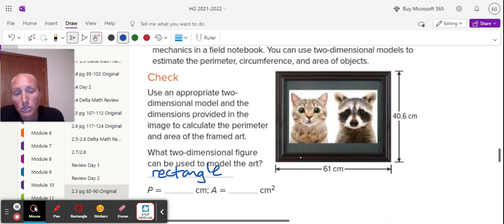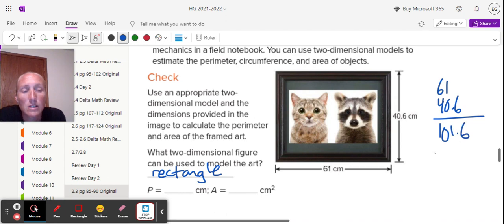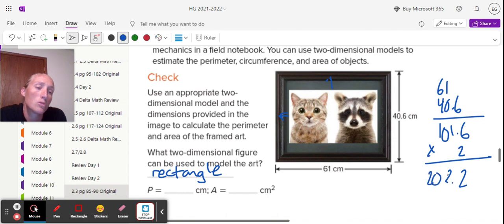So perimeter here would just be adding everything up together. You can do that different ways. Some people take the 61 and the 40.6, add those together, so we get 101.6, and then multiply that by 2, since you would then have a second side of each one of those. And so you get, let's see if I can do my math here, 203.2. So that would be my centimeters. I don't think it told me what to round to.